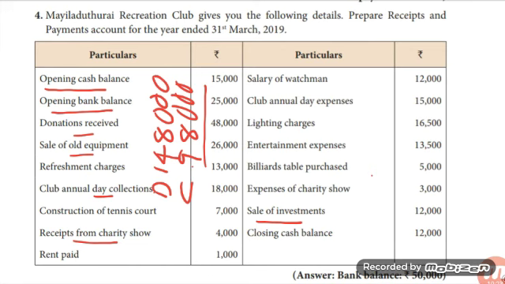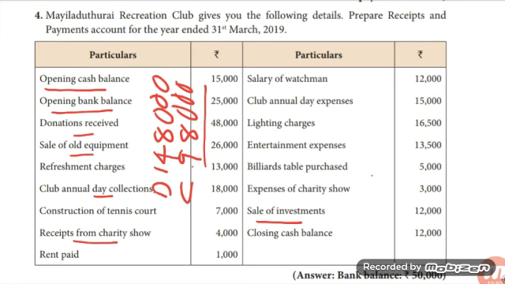Come to the credit side. Credit side items are: by refreshment charges 13,000, amount in outer column; by construction of tennis court 7,000; by rent paid 1,000; by salary of watchman 12,000; by club annual day expenses 15,000; by lighting charges 16,500; by entertainment expenses 13,500; by billiards table purchased 5,000; by expenses of charity show 3,000.